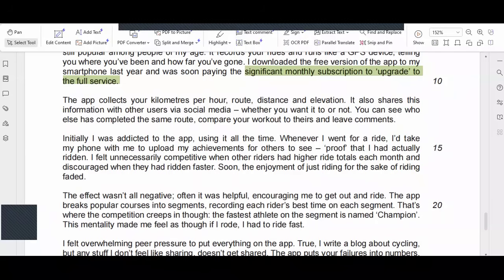So, the phrase "whether you want it or not" means that if you are using the app, you have no privacy. Your data, your record of any workout will directly be uploaded on the app. It is going to share your personal information, either with your consent or without your consent.